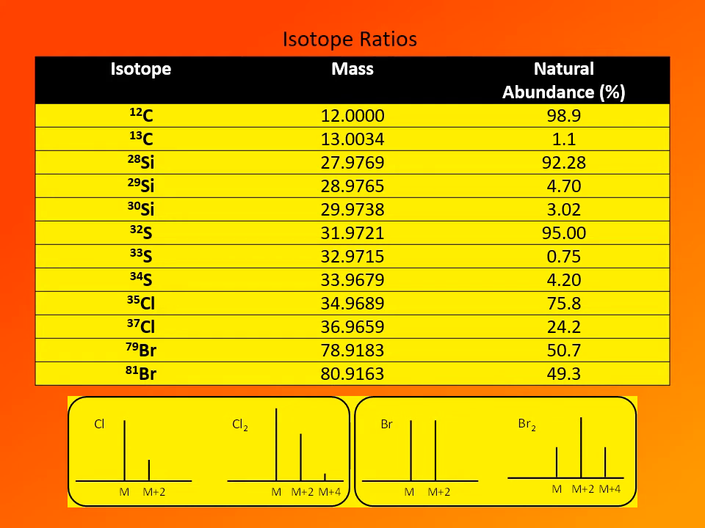Similarly, in the case of bromine, there are two isotopes, bromine-79 and bromine-81, that are naturally occurring in about a 1 to 1 ratio. So the presence of M and M plus 2 signals, M and M plus 2 ions, in an approximately 1 to 1 ratio would indicate the presence of bromine. And the presence of signals M, M plus 2, and M plus 4 in an approximately 1 to 2 to 1 ratio would indicate the presence of two bromines.